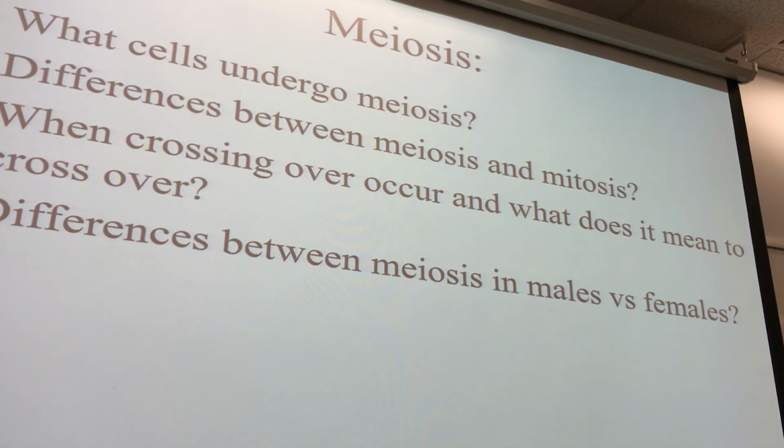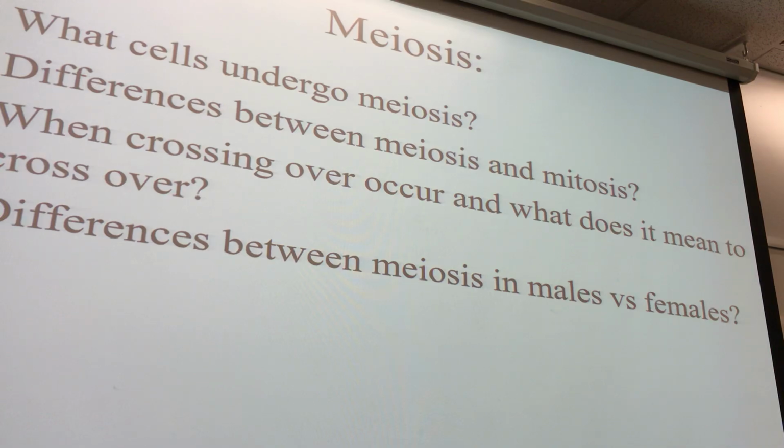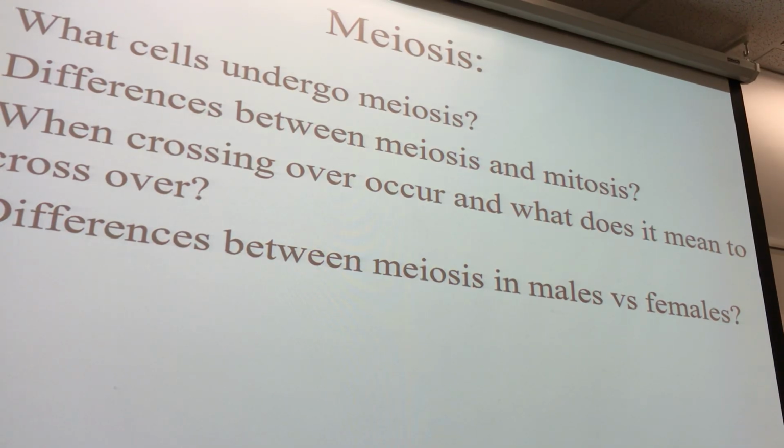All right, when we look at this between meiosis and mitosis, right? So let's go through again. What cells undergo meiosis? Very simple, right? Sperm cells, stem cells that will turn into sperm cells, and then stem cells that will turn into oocytes or eggs. That's it, right? Those are only two cells that undergo meiosis.